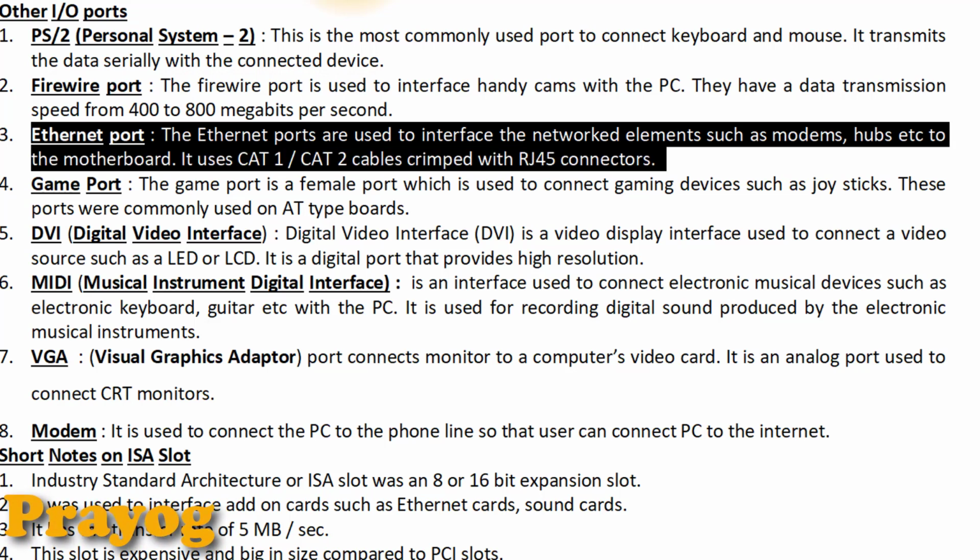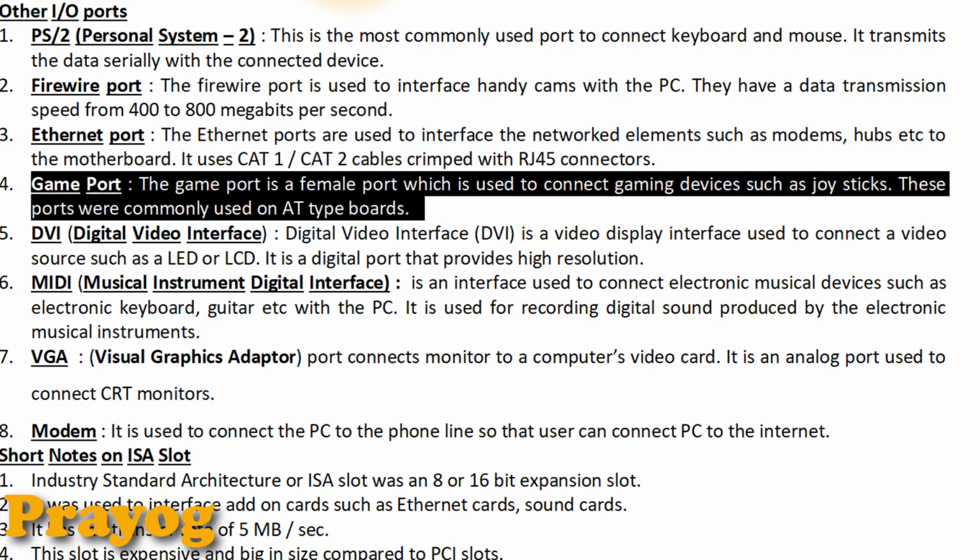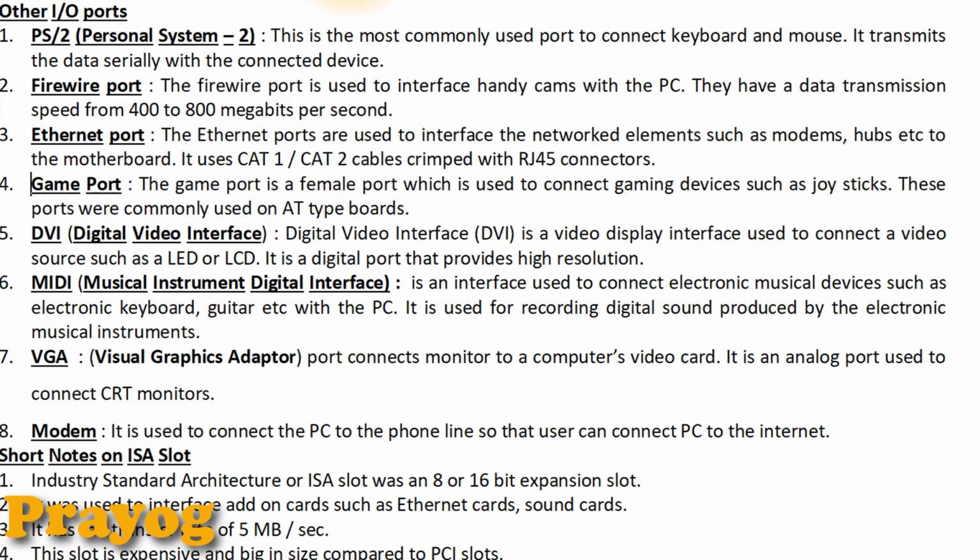Ethernet port. An Ethernet port is used to interface networked elements such as modems or hubs with the motherboard. It uses Cat1 or Cat2 cables crimped with RJ45 connectors. Game port. The game port was a commonly used port in the earlier days of computing. It was used to interface gaming devices such as joysticks. But after the introduction of USB, the game port completely vanished.